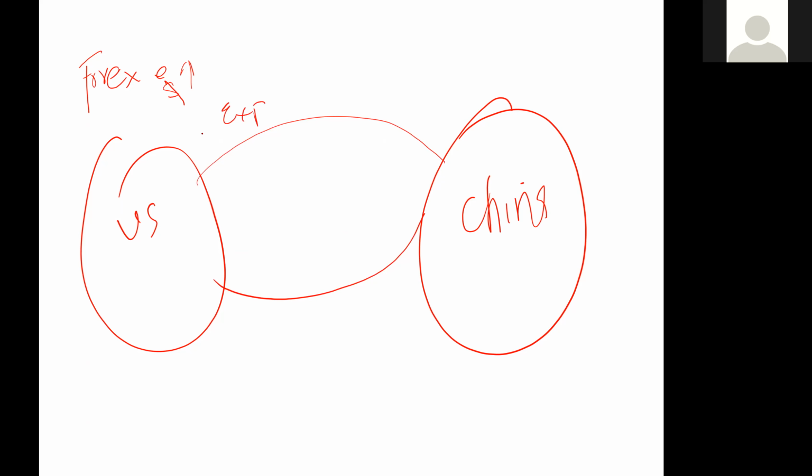Exports to the US, to China, you are here. Imports increase because the dollar value is high. Chinese products look cheaper to US citizens, so imports start rising.